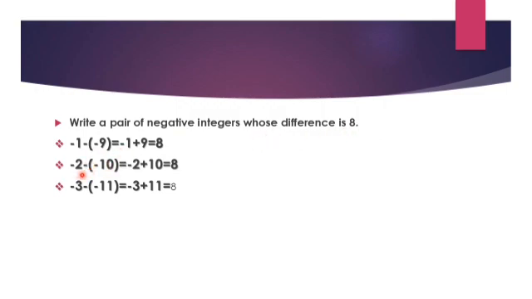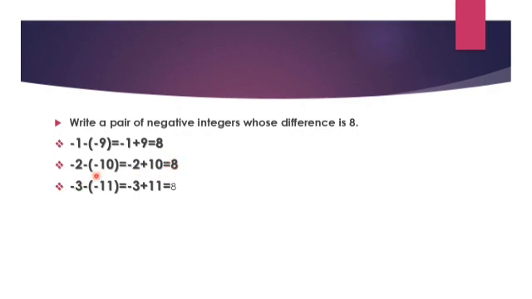And the second example, -2 minus -10. Two negatives become positive. Then we get -2 plus 10. How can we add negative with positive? We subtract the numbers and put the sign of the bigger number. 10 minus 2 is 8 and the sign of the bigger number is positive. We get the answer as 8.